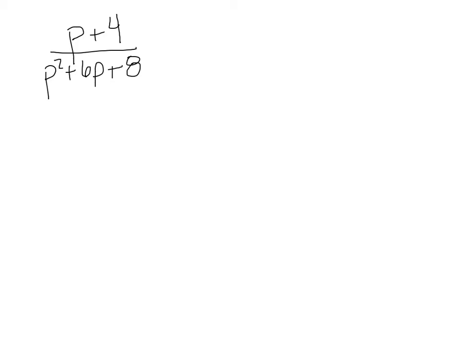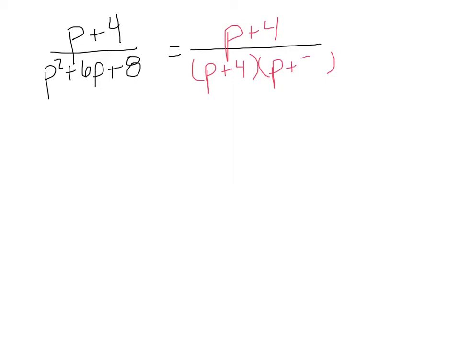Let's remember our rules. We have to factor first before we can cancel anything out. When we look at the top, it's actually already factored. We cannot simplify p plus 4 anymore, so it stays p plus 4. The denominator, the bottom, can be factored further. I'm looking for numbers that multiply to be 8 and add to be 6. So in this case, I see that I have p plus 4 and I have p plus 2.